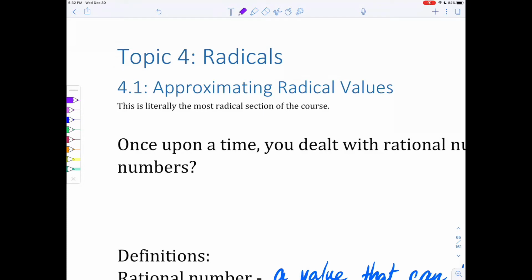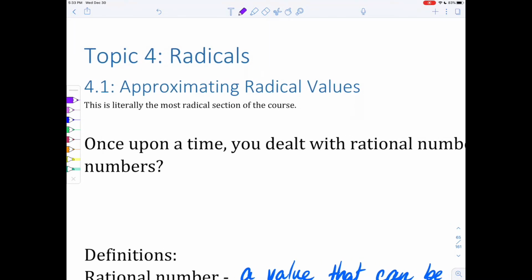Anyways, let's talk about rational and irrational numbers real quick. Because once upon a time, like last year-ish, you would have talked about rational numbers. Take a moment, think of what those numbers are to you, and think of some examples that you could put down here. Hopefully you pause and you put some down.